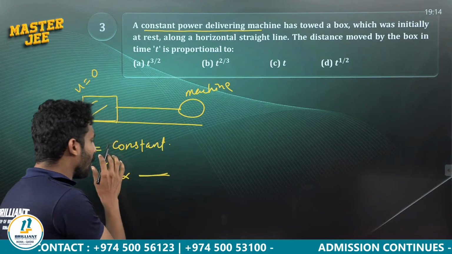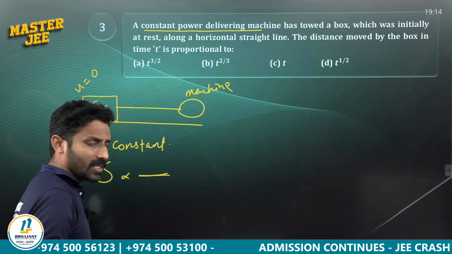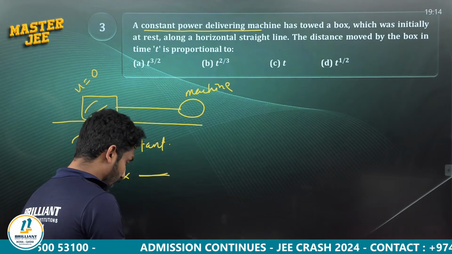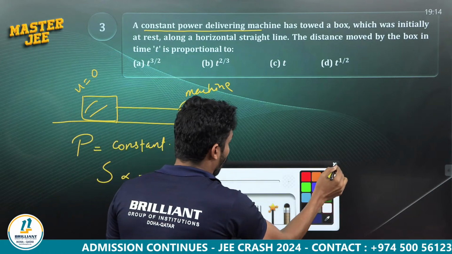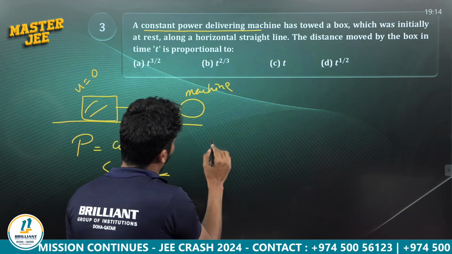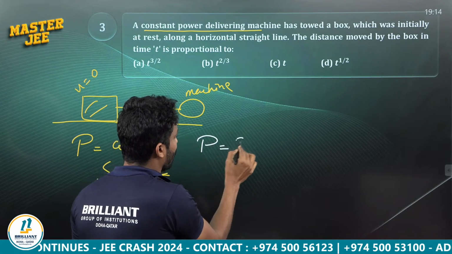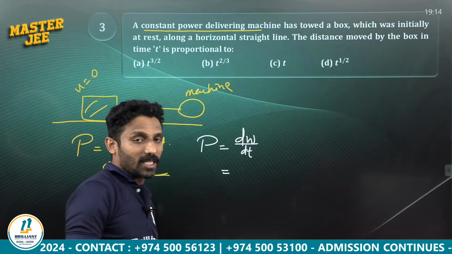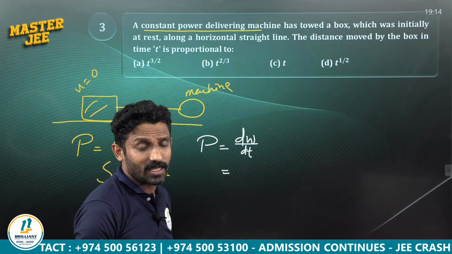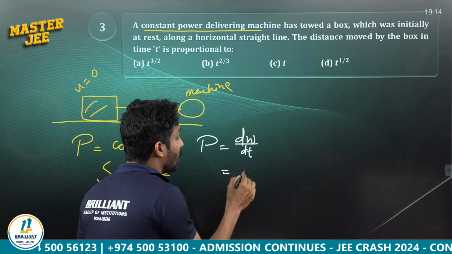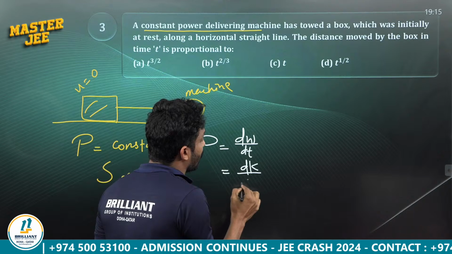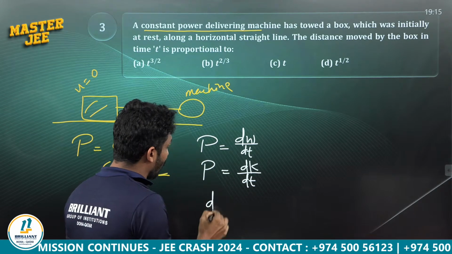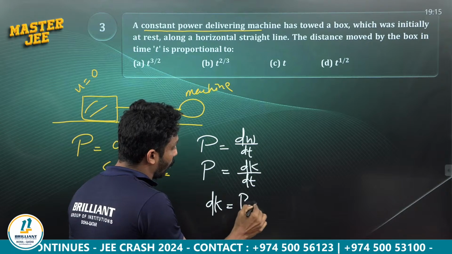Okay, this is an important question. This type of question has been asked many times in previous JEE Main examinations. See, what is the meaning of constant power? We know the power is the rate of doing work, dW by dt. The work done is the change in kinetic energy, the famous work energy theorem. So this is the change in kinetic energy divided by time interval. This is power. Now the change in kinetic energy dK is power into dt.